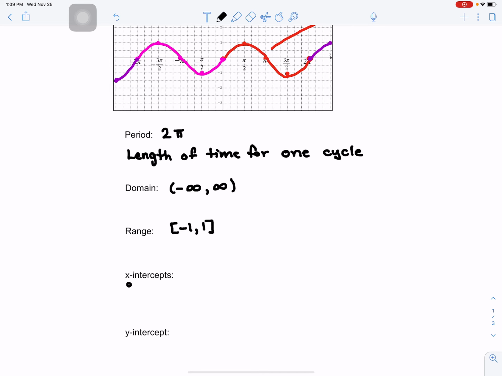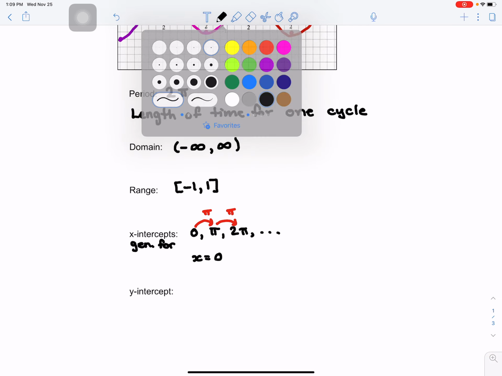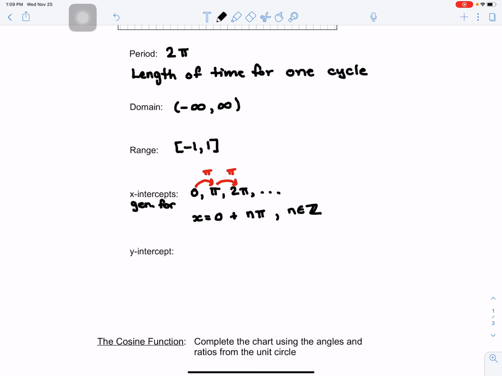Now for x-intercepts, you need your general formula. What we're going to do is write out our x-intercepts, which are at 0, pi, 2 pi, and so on. My starting x-intercept is at 0, and then it repeats itself every pi units. So I'm going to add on multiples of pi, where n can be an integer. These are my x-intercepts, and you can drop the 0, but I'm just going to show it. That's your starting angle, and then keep going from there. And my y-intercept is (0, 0).